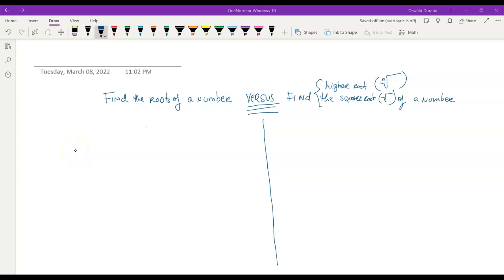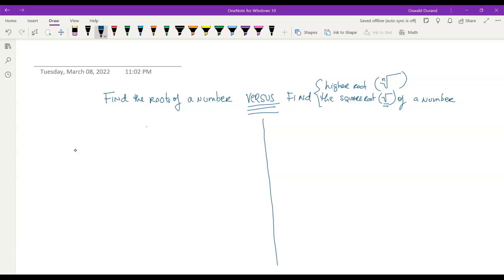All right. Hello, everyone. I want to spend some time to address the difference between finding the roots of a number and finding the square root when it involves the radical, or a higher root when it involves a radical with an index of a number. Okay? Two different things. All right. So let's address finding the root.